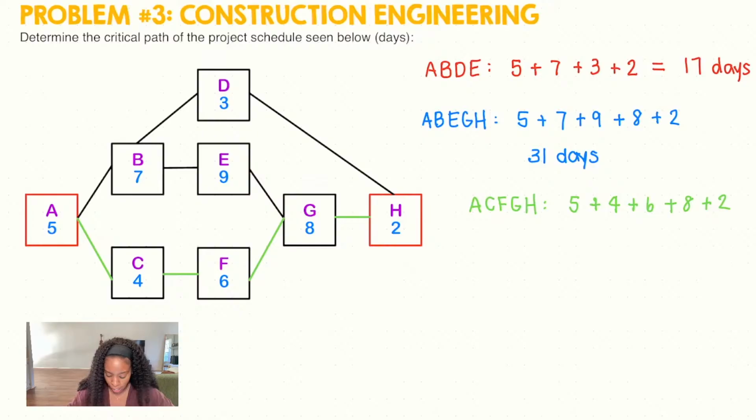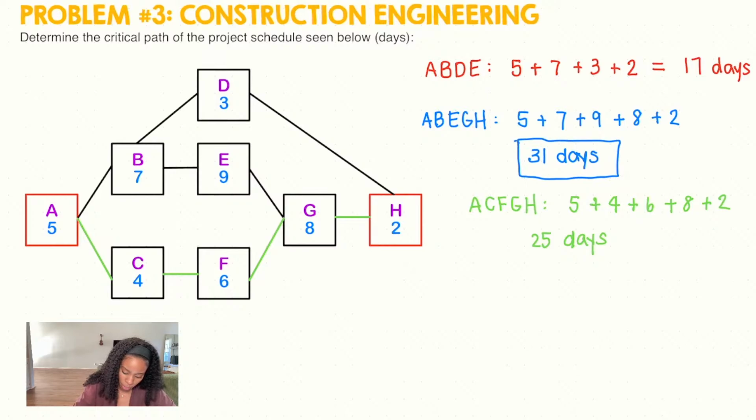5 plus 4 is 9. 9 plus 6 is 15. 15 plus 8 is 23. 23 plus 2 is 25 days. So out of all the pathways that we took, the longest was the second option of 31 days. So that means our critical path is 31 days.